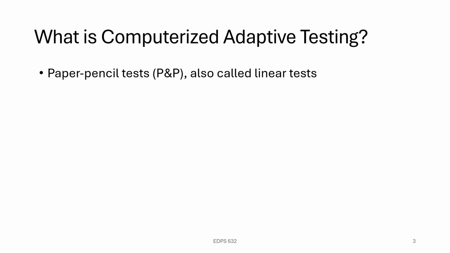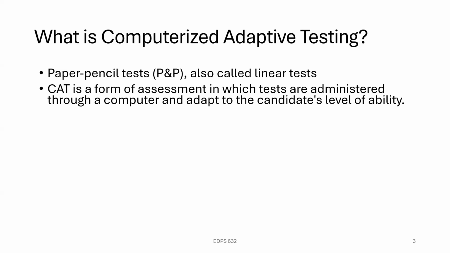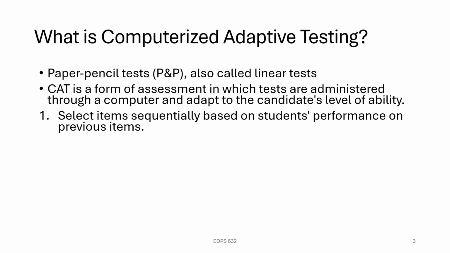Everyone here has taken so many exams, but most of them we call linear tests. Linear means the sequence of the question order is fixed, such as a paper-and-pencil test. CAT is a new form of assessment in which tests are administered through a computer and adapt to candidates' ability level. So we should have algorithms. That algorithm will select items sequentially based on the student's performance. So this is a sequential test.